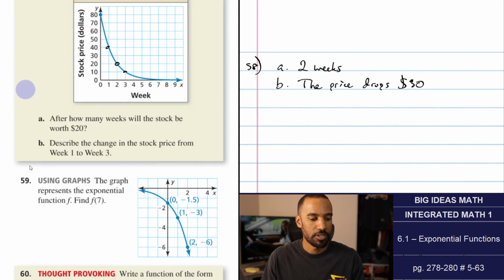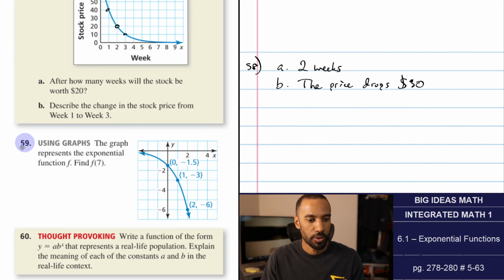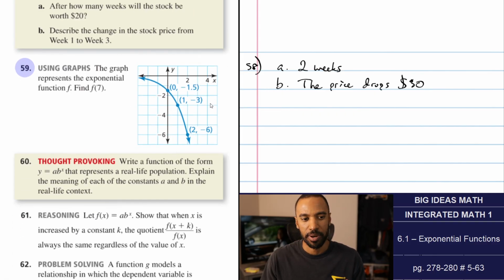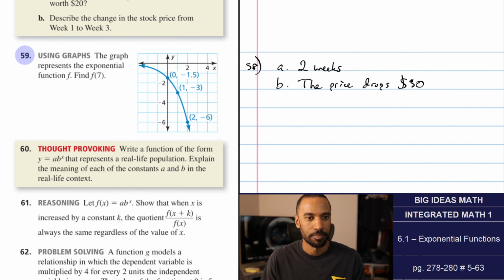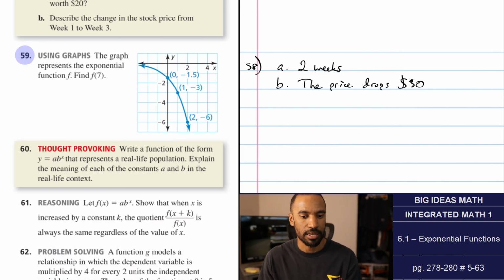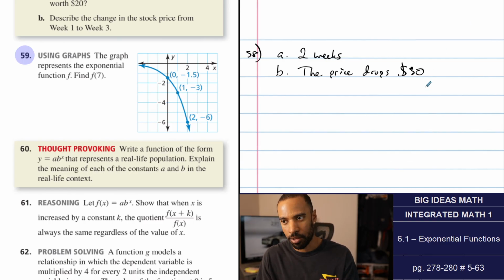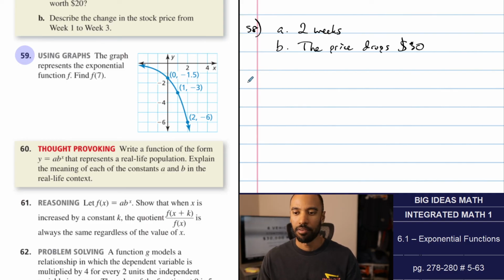All right, number 59. Using graphs. The graph represents the exponential function f. Find f of 7. Now, if I had the graph and I could find 7 and the point there, I'd just read the y value. F of 7 means the value of y when x equals 7. However, we don't see that point.